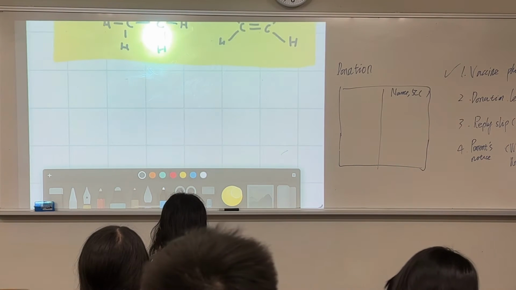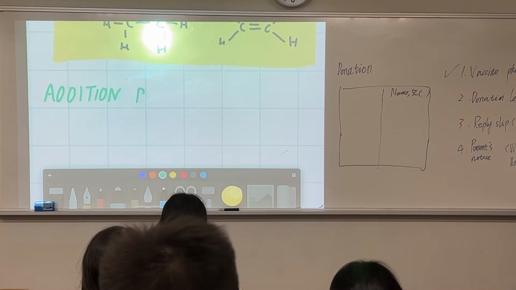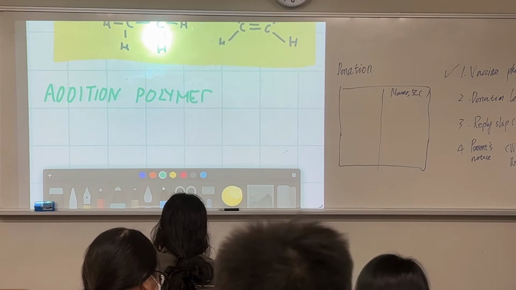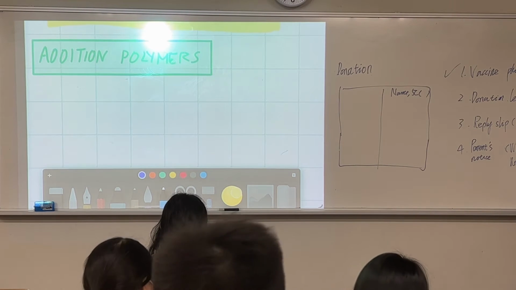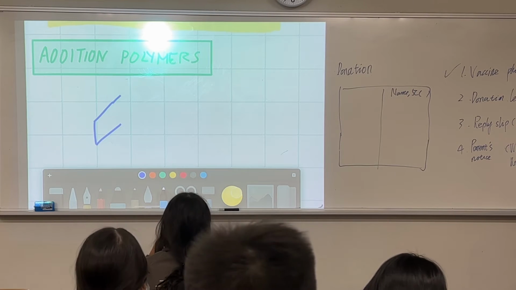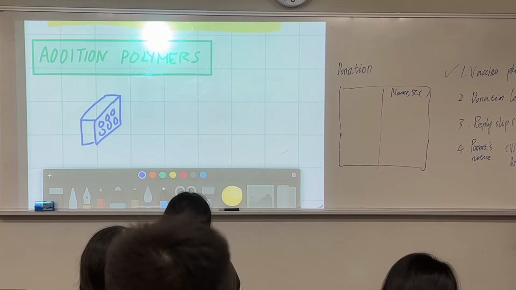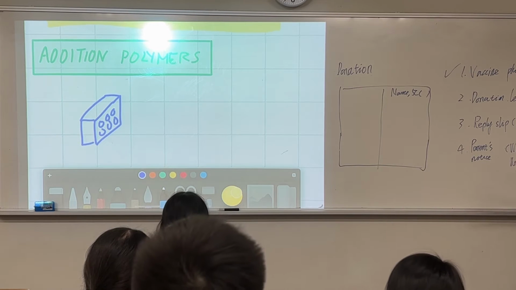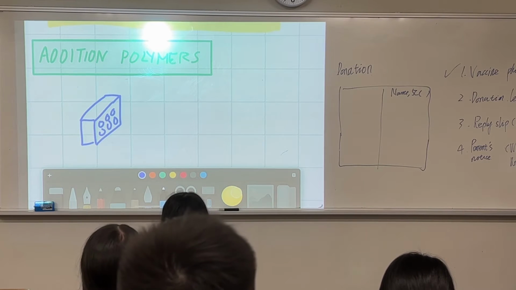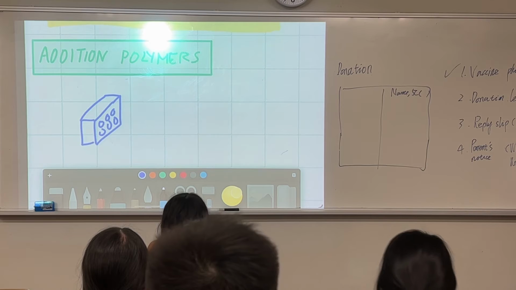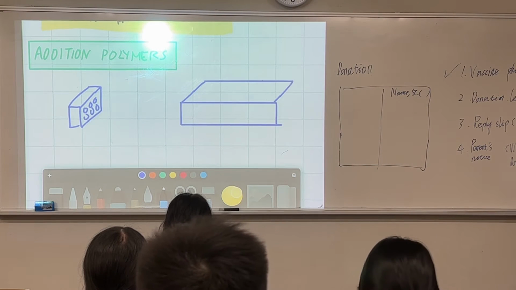So write down a new title here. Addition polymers. So what are addition polymers? Before we understand what addition polymers are, I want you all to look at this Lego block. All of you should have played with Lego blocks before. So I have a single Lego block here. What happens if I have hundreds of these Lego blocks stacked on top of one another? They can come together to form a much longer chain, right? So we can use this to understand addition polymer.